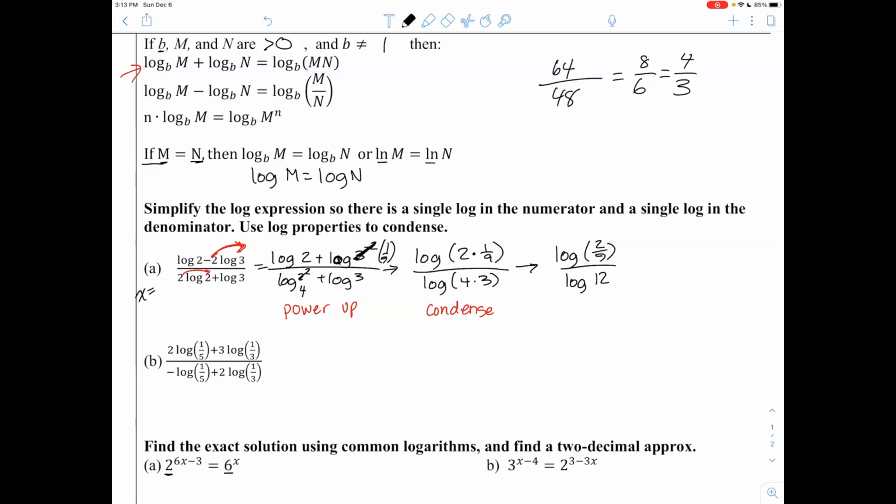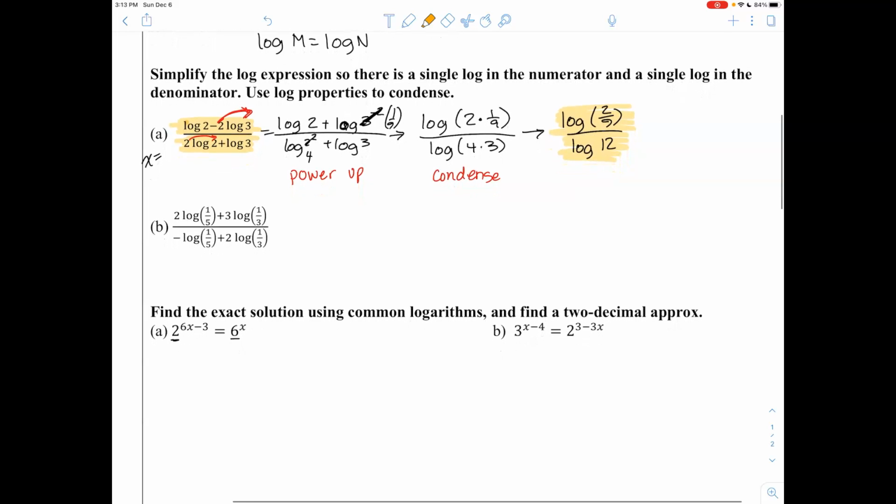Now something you could do to check your work is to just go into your graphing calculator, your scientific calculator, whatever calculator you're using, and just plug the original form of the fraction and the final form of the fraction into your calculator. And if they equal the same thing, you've done a pretty good job of simplifying.